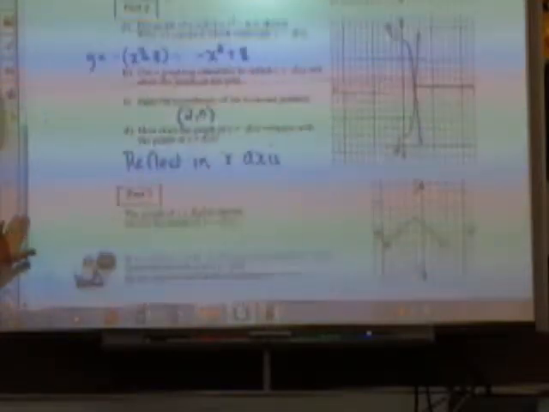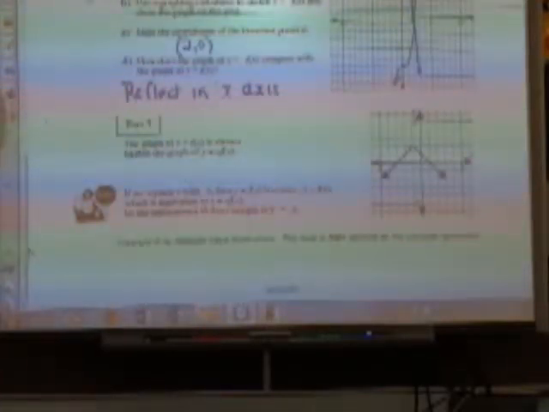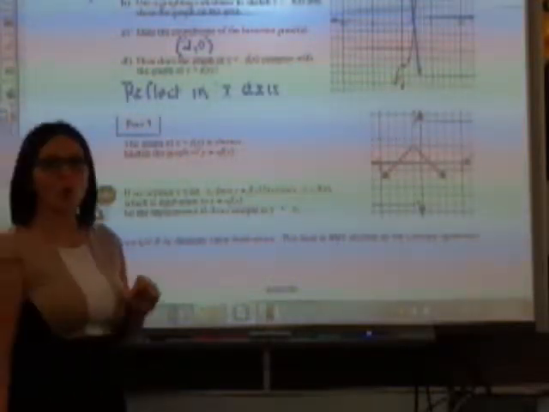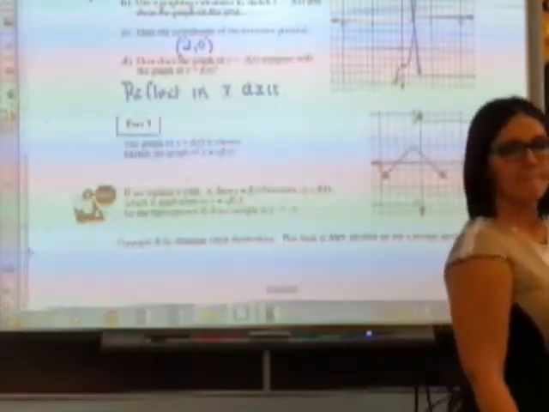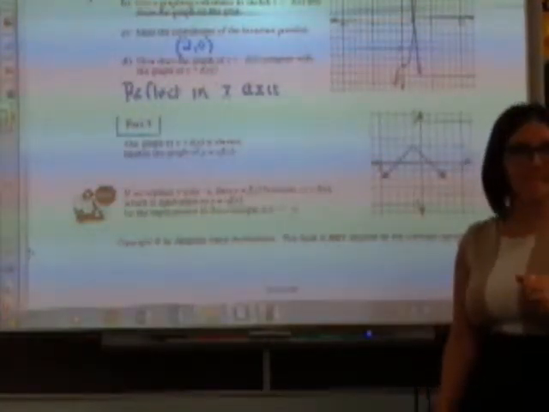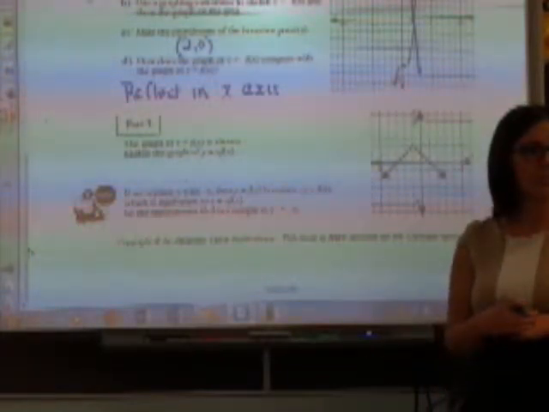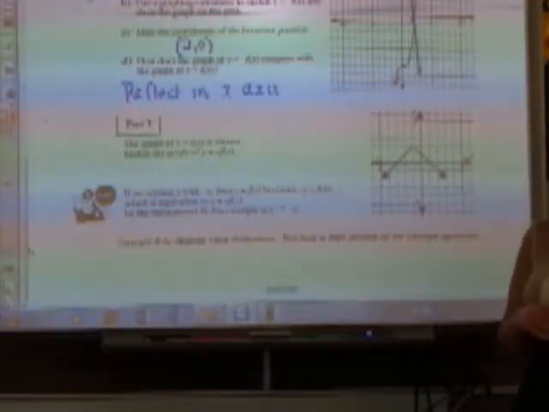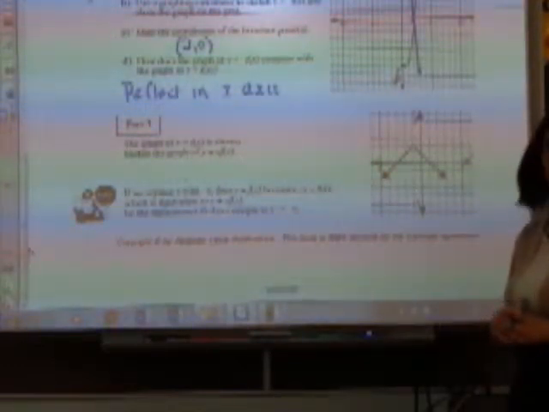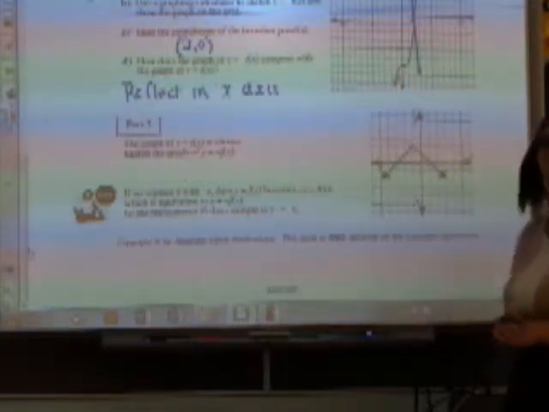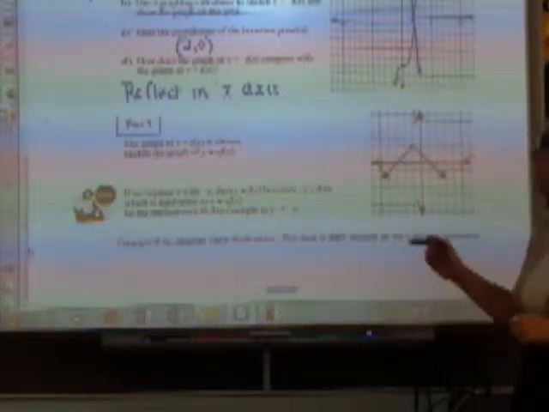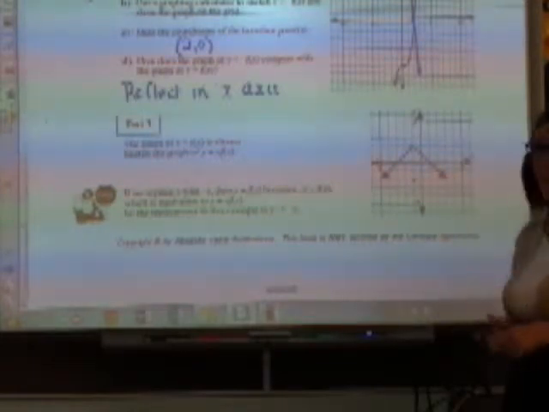Okay. So if I look at part 3, the graph of y equals f of x is shown. How would I sketch the graph of y equals negative f of x? What would we do? I would pick points. So give me a point that you would pick. Negative 1 and 2. And what would I do with that point? Then it would be negative 1 and negative 2. So I would reflect that point.